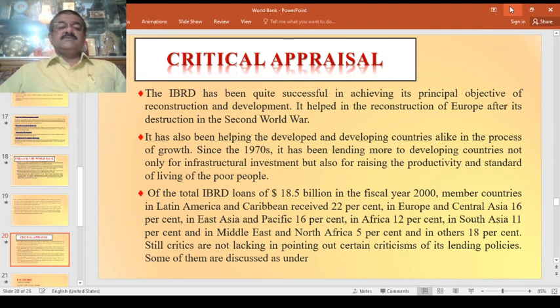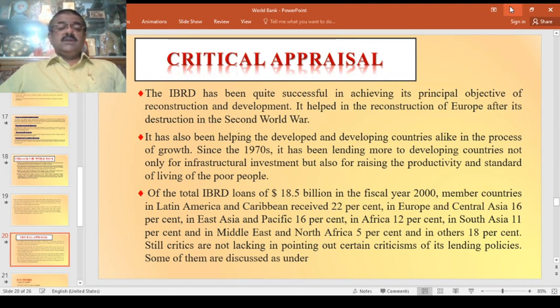IBRD has been quite successful in achieving its principal objective of reconstruction and development. It helped in the reconstruction of Europe after its destruction in the Second World War. This is what happened, and of course IBRD fulfilled that purpose in that respect. It has also been helping developed and developing countries alike in the process of growth. Since the 1970s, it has been lending more to developing countries, not only for infrastructural investment, but also for raising the productivity and standard of living of the poor people.